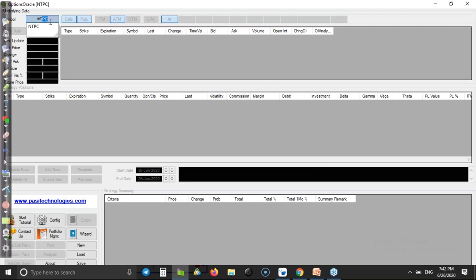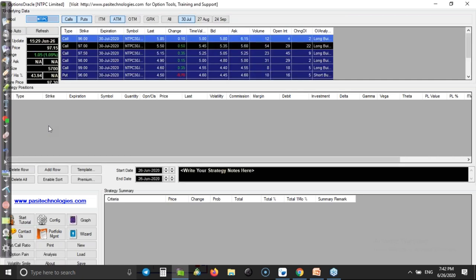And NTPC. Okay, this one, and they are going to release their earning report. We have seen this NTPC. Now you can see this is the NTPC. Nice. Now let's jump to our technical chart.